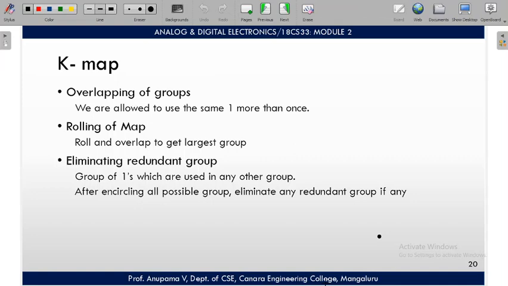Now let us see what is eliminating redundant groups. Groups of ones which are used in any other group are called redundant groups. After encircling all possible groups, we have to eliminate any redundant group present in the K-map.